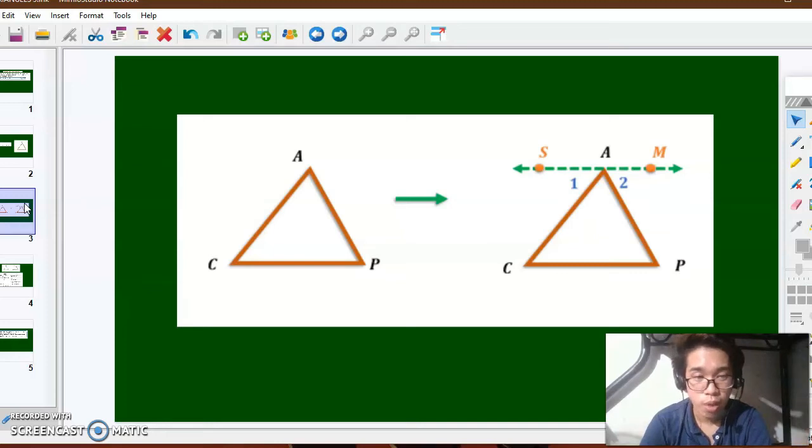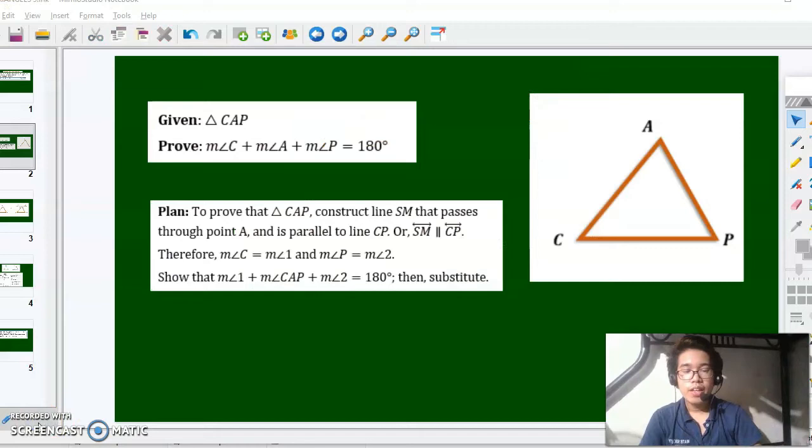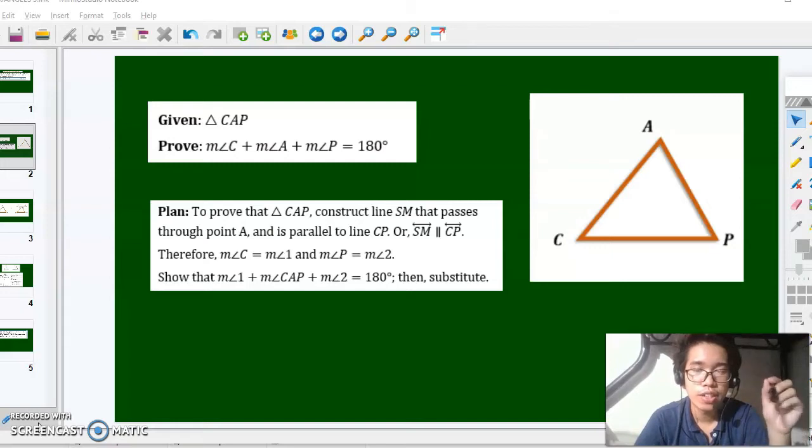You really have to think outside the box when it comes to these kinds of theorems. Line SM was not given, but you need to think outside the box in order to prove them. We drew line SM there, and it's parallel to line CP. Then we formed two angles. We formed angle 1, which is on the top of the triangle, and then we formed another angle, angle 2.